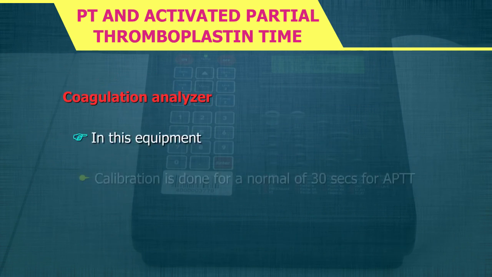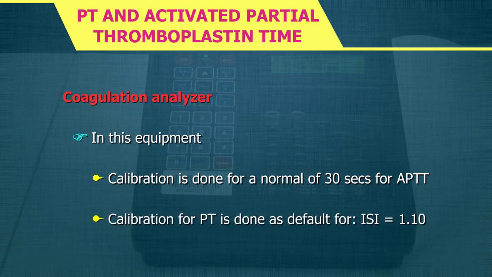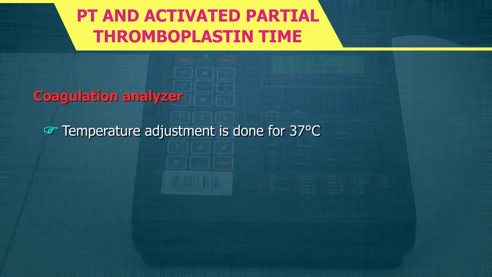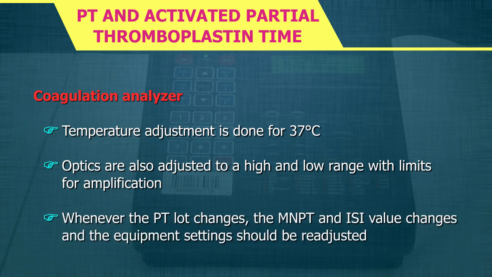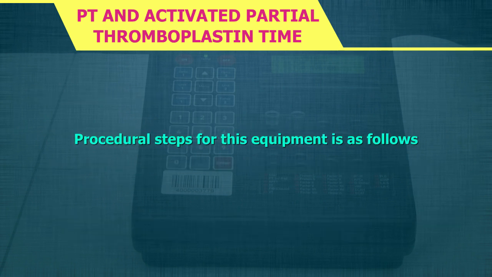In this equipment, calibration is done for a normal of 30 seconds for APTT, and calibration for PT is done as a default for ISI equal to 1.10. Temperature adjustment is done for 37 degrees Celsius. Optics are also adjusted to a high and low range with limits for amplification. Whenever the PT lot changes, the MNPT and the ISI value change and the equipment settings should be readjusted. Procedural steps for this equipment are as follows.